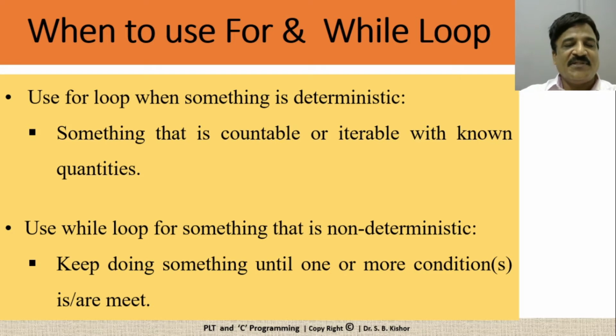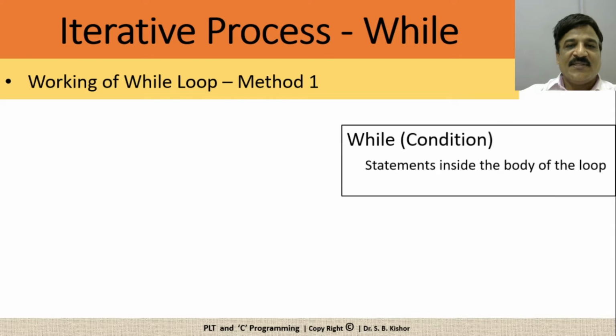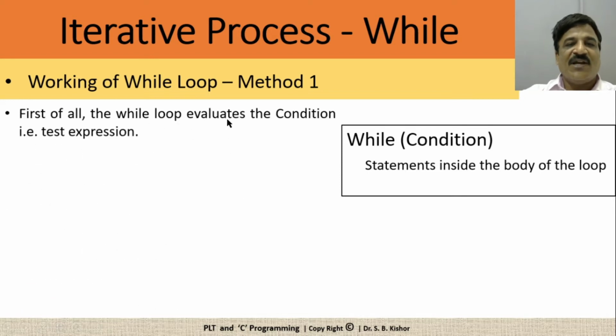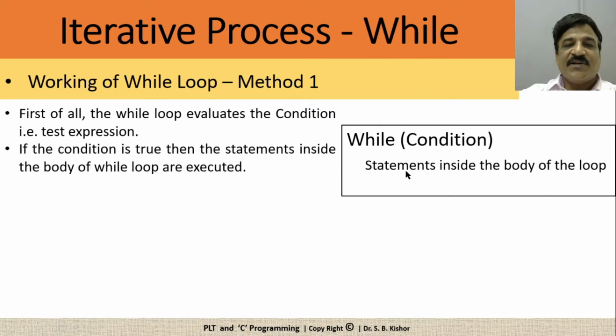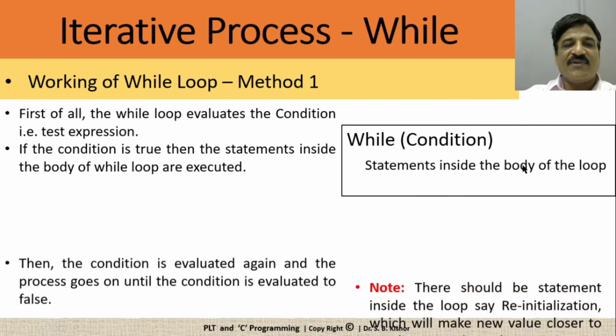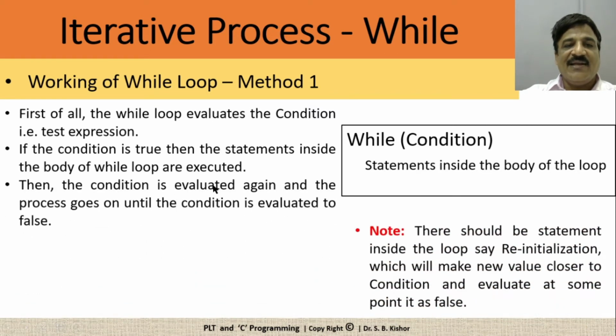Now it's time to discuss the format of the while loop. It's very simple: while condition, the statements inside the body of the loop are going to be executed one after another as long as this condition does not become false. First of all, the while loop evaluates the condition, also referred to as a test expression. If the condition is true, then the statements inside the body of the loop are executed one after another, and then the condition is evaluated again, and the process goes on until the condition is evaluated to false.